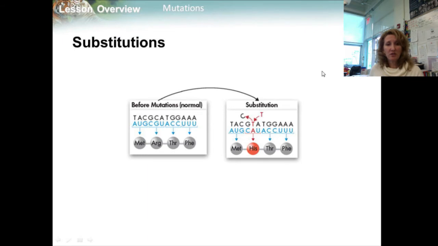So substitutions. In a substitution, one base is changed to a different base. Substitutions usually affect no more than a single amino acid, and sometimes they have no effect at all. In this example, the base cytosine is replaced by the base thymine, resulting in a change in messenger RNA codon from CGU, arginine, to CAU, histidine. However, a change in the last base of the codon from CGU to CGA, for example, would still specify the amino acid arginine.